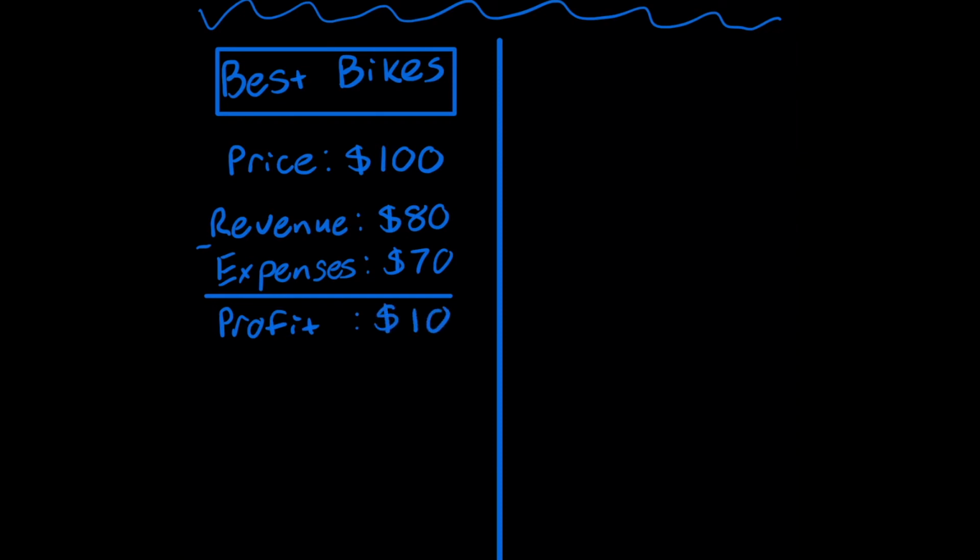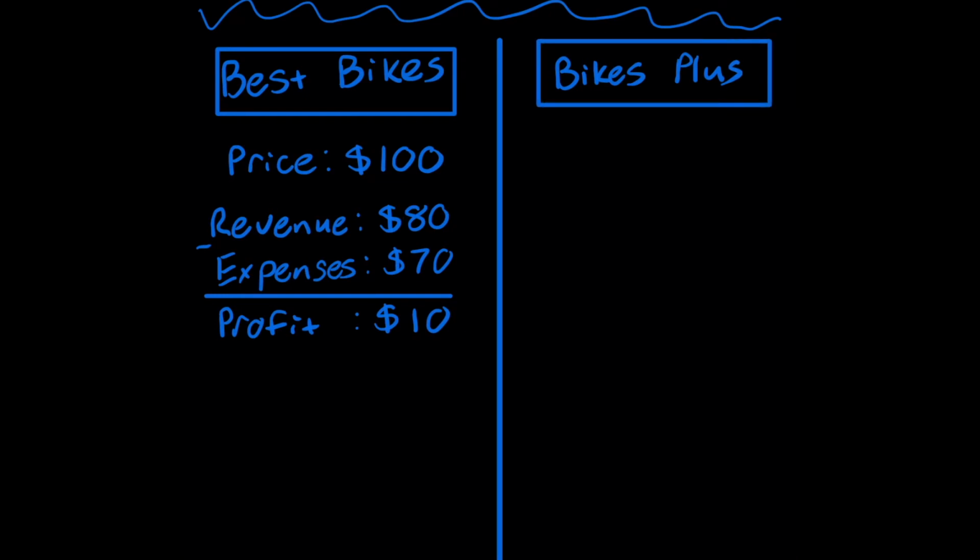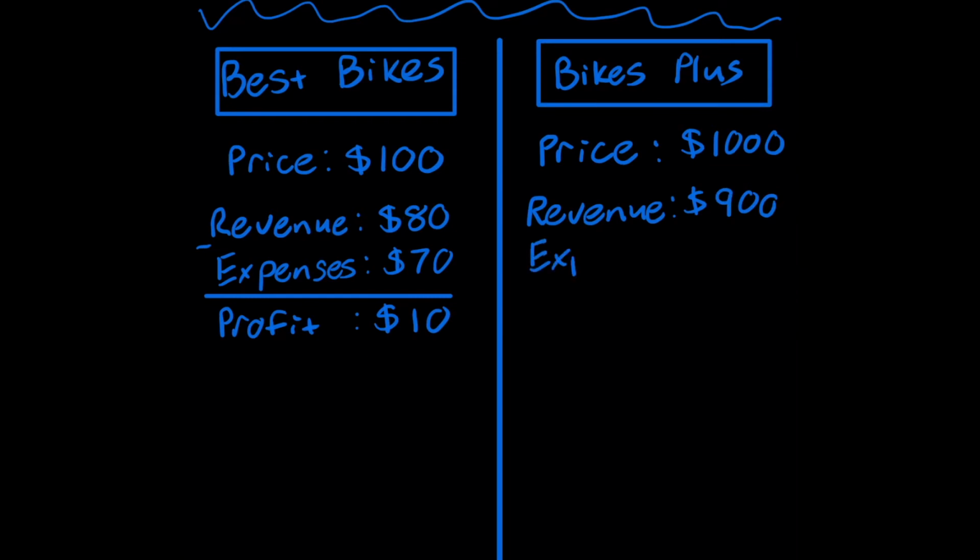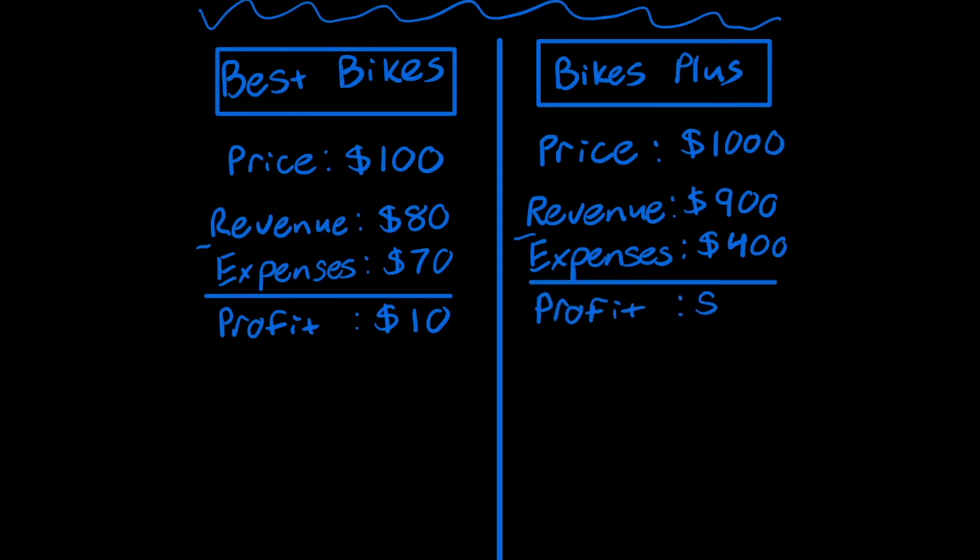Now, you're interested in buying this company and you're thinking about it, but then you hear that there's another bike company in the area that's also for sale, Bikes Plus. Now, Bikes Plus's owner is willing to sell you the business for $1,000. They had a revenue of $900 last year and expenses of $400, so they had a profit of $500. So between these two companies, how do you know which one to buy?